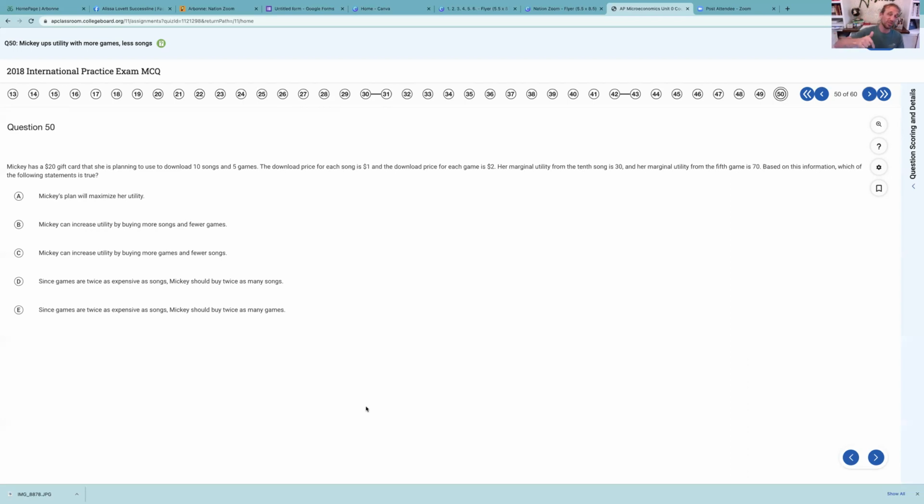The last song was only 30 per dollar, which means she's getting more utility from the games at this point than the songs, which means she should either purchase more games or fewer songs to bring that to equal one another. So increase utility by more games, fewer songs. Your answer is C for number 50.